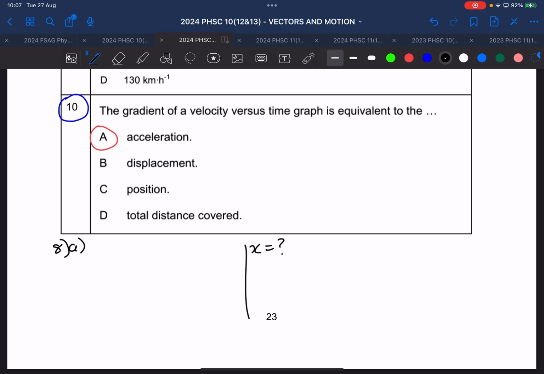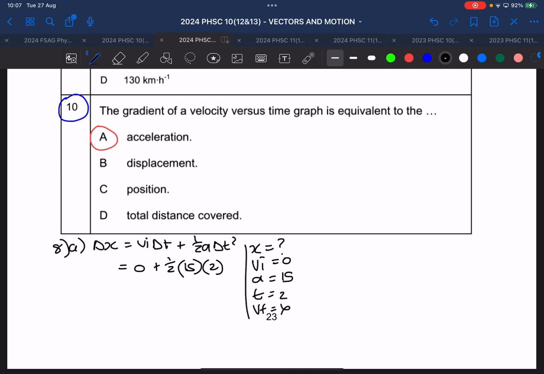The distance, they say the initial velocity is 0. The acceleration is 15. The time is 2 seconds. And we don't have the final velocity. So we use the formula independent of final velocity, which is this one. So this is 0 plus a half times 15 times 2 squared. What is it? 30 meters.